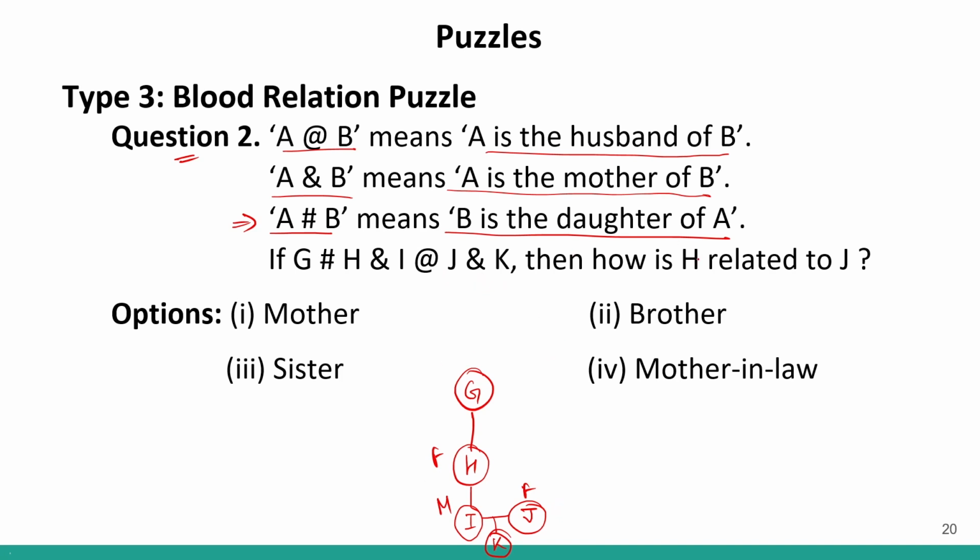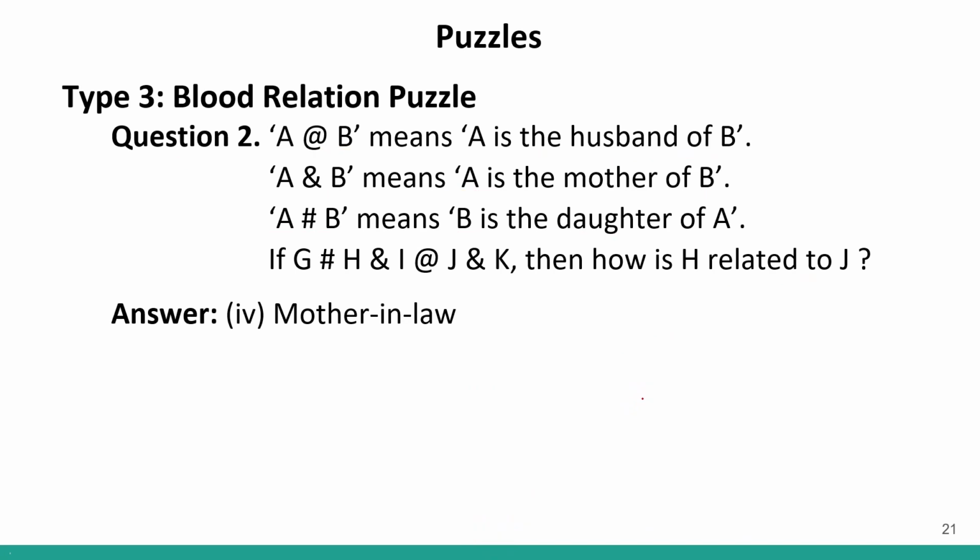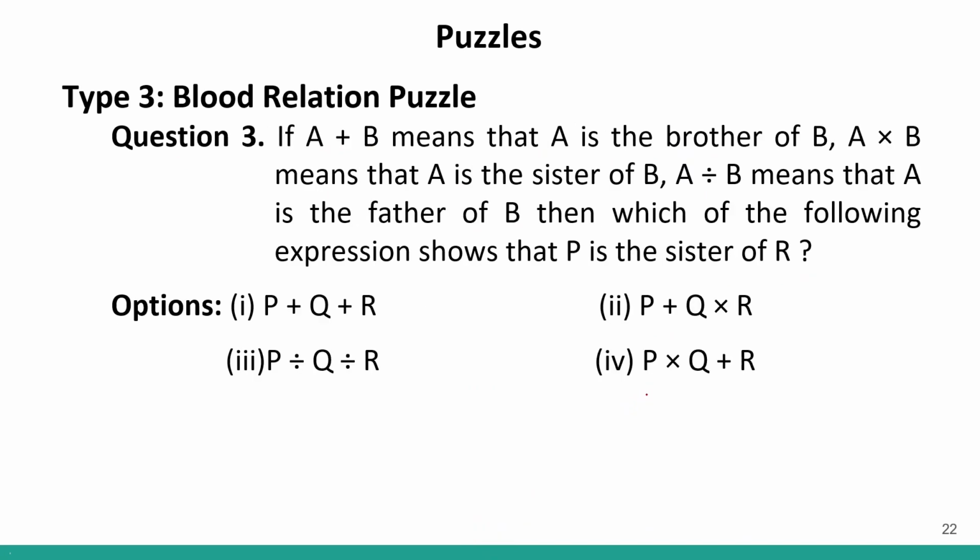We have to identify how H is related to J. H is the mother of I. So H will be the mother-in-law of J because J is I's spouse. So my answer will be option number 4, mother-in-law. Clear? Coming to question number 3.